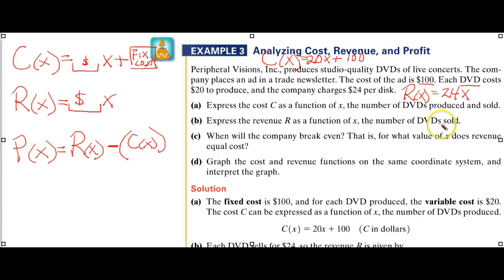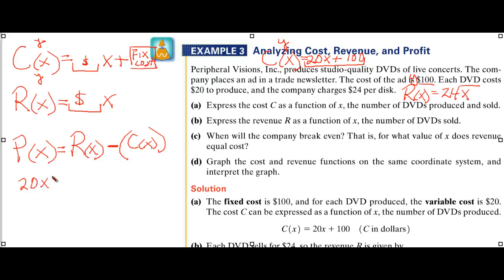So express that. Okay, we got that. Now, when will the company break even? Well, remember we said we could substitute a Y for this and a Y for this. So, again, a Y here and a Y here. So we can say that this then equals this.